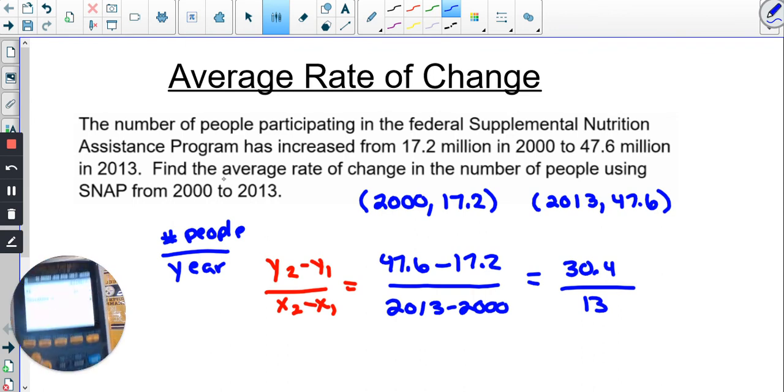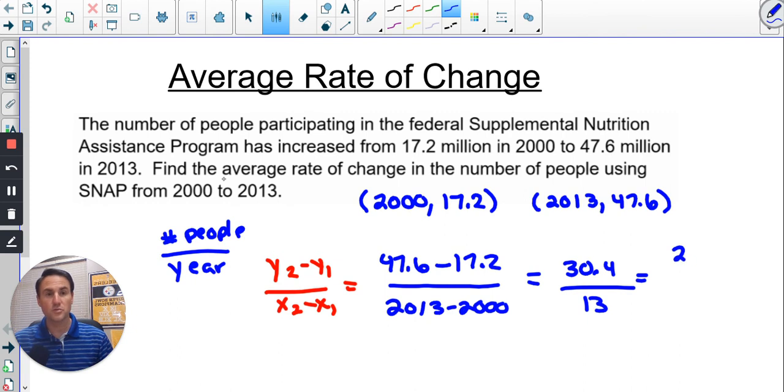And it comes out to, can you see that? Okay, this comes out to 2.338. And we're going to round it to 2 decimal places. So 2.34, and that is million, right? Million people per year. All right, so that's how you'd write your average rate of change. You want to do it per a single unit.